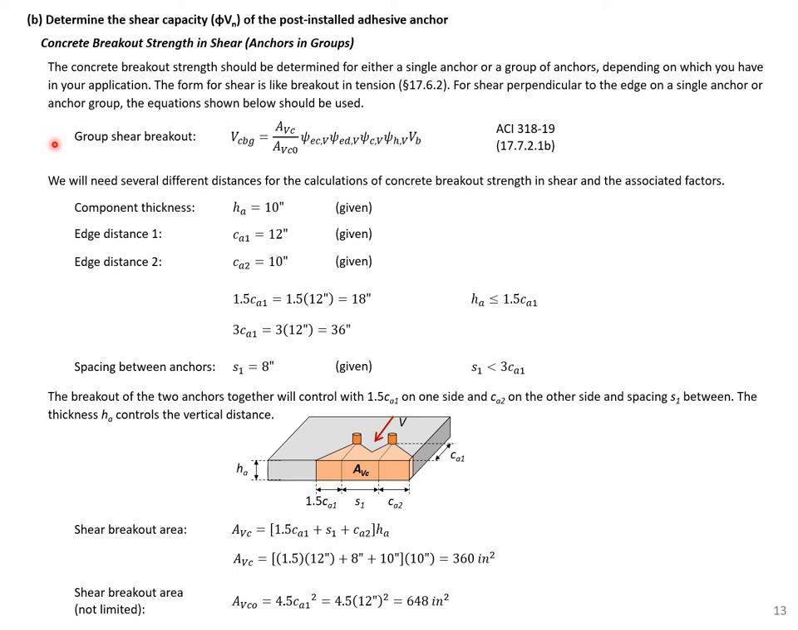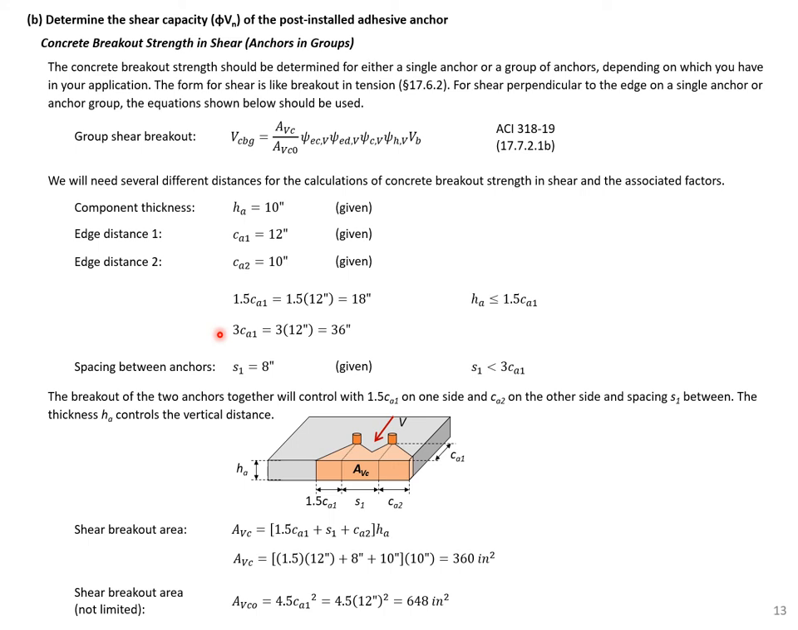We need our component thickness, which was given as 10 inches. So that's the thickness of the component. Our edge distance 1 was 12 inches, our edge distance 2 was 10 inches. The spacing between the anchors is 8 inches. And we'll need to take our edge distance 1 times 1.5 and 3. So I'm giving those here.